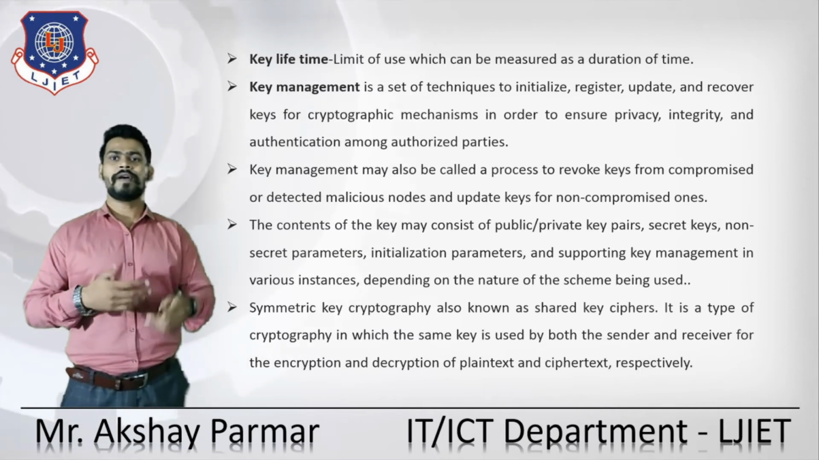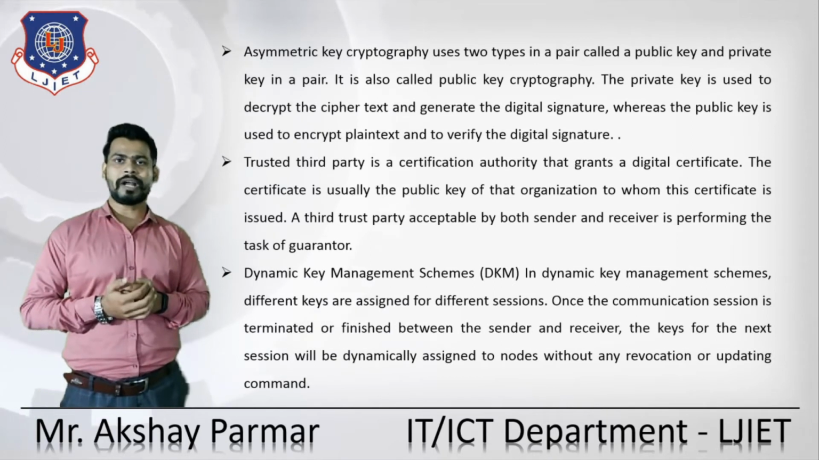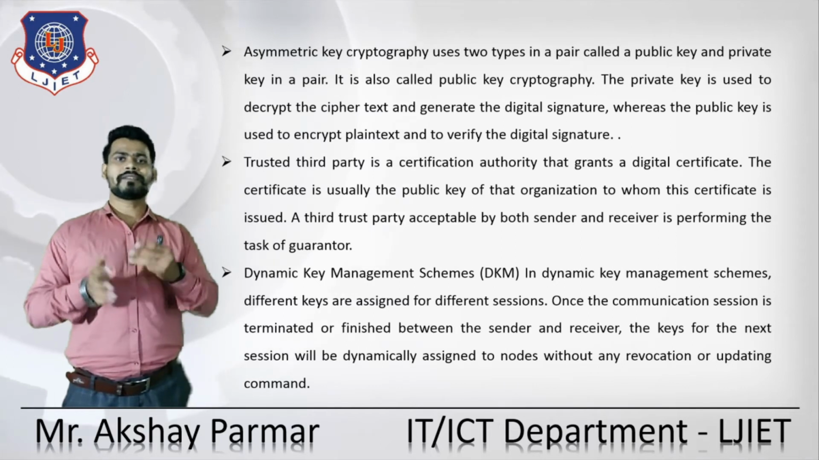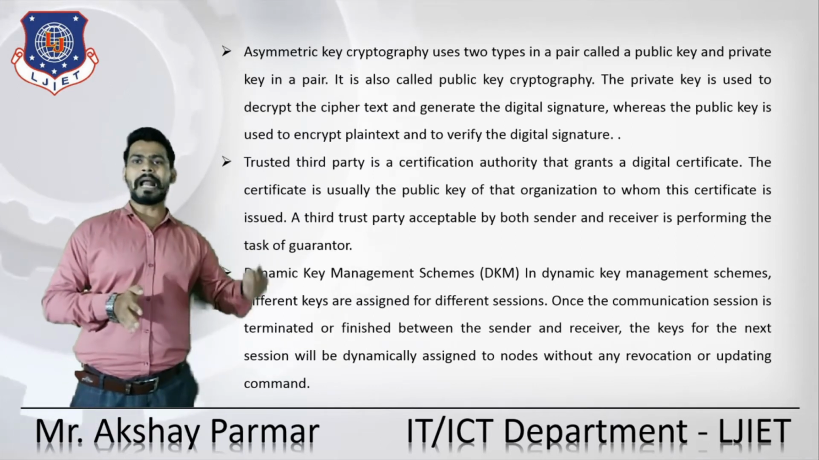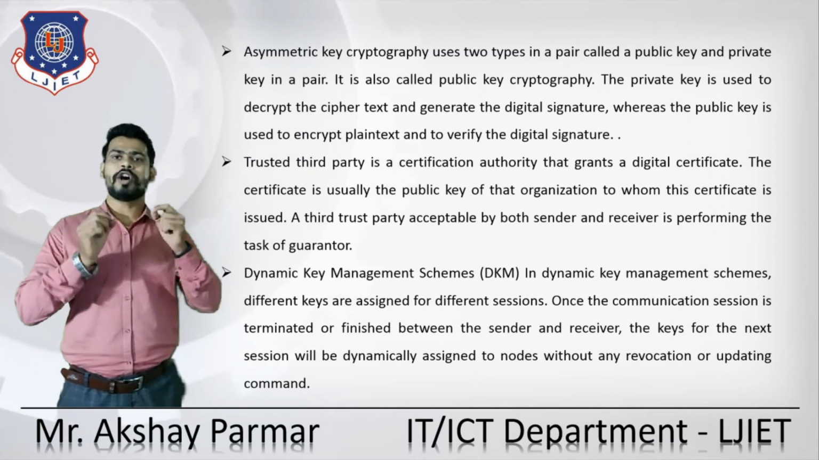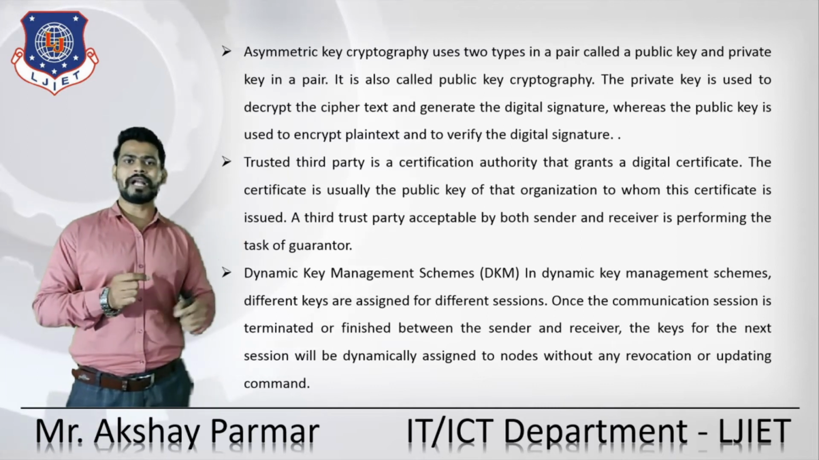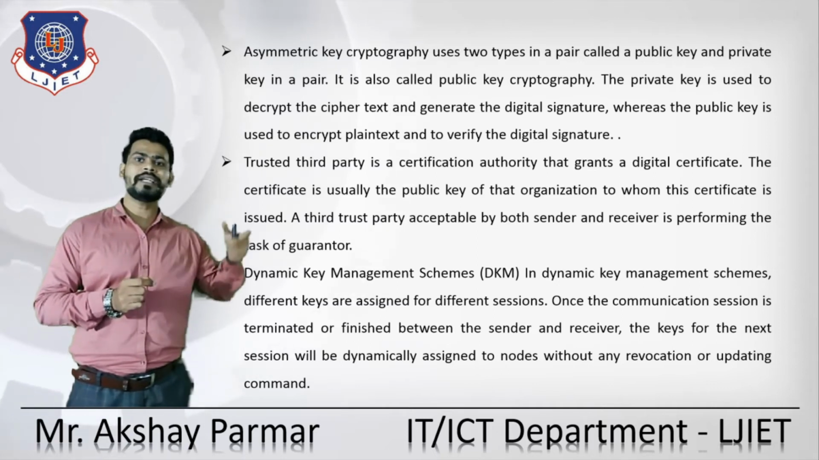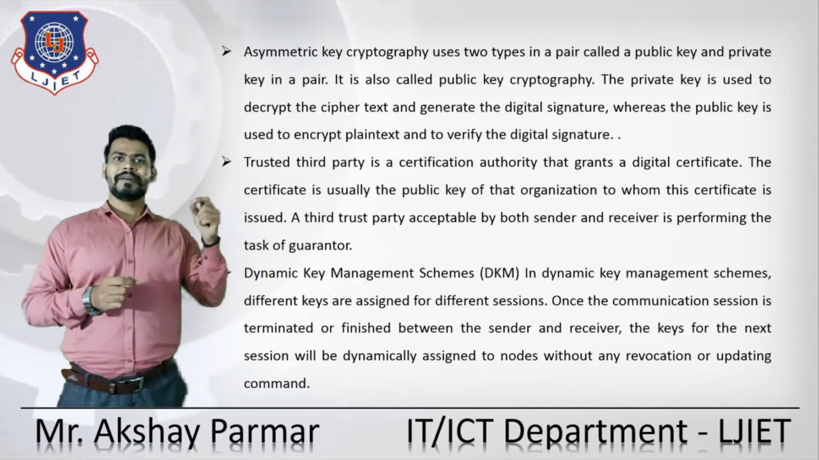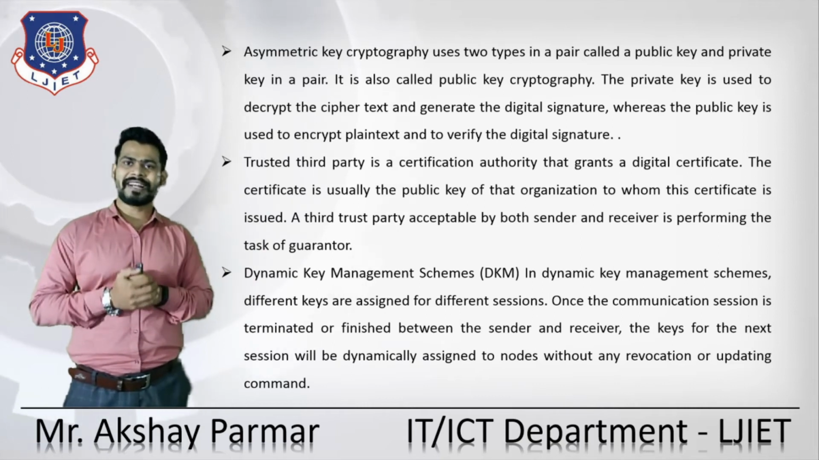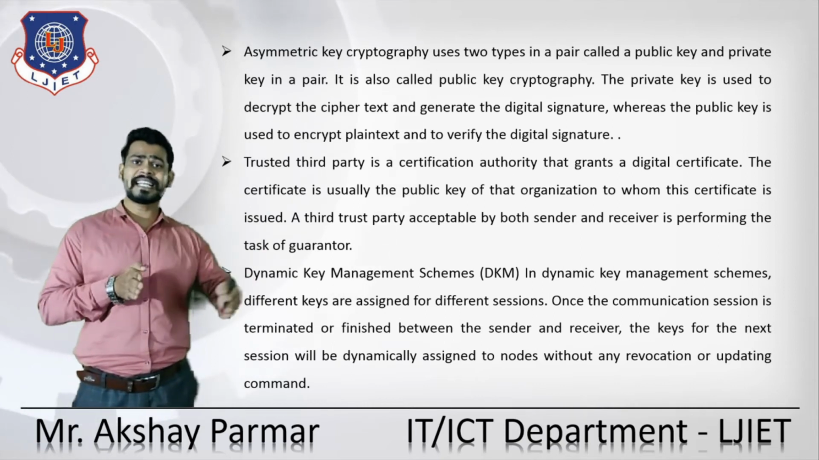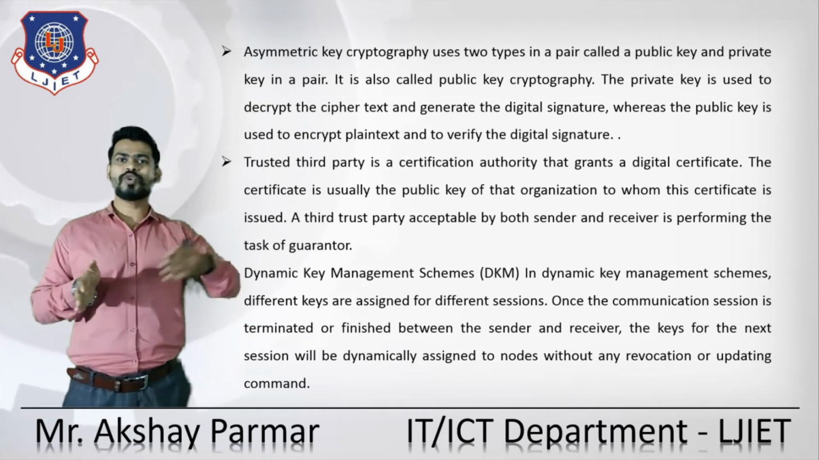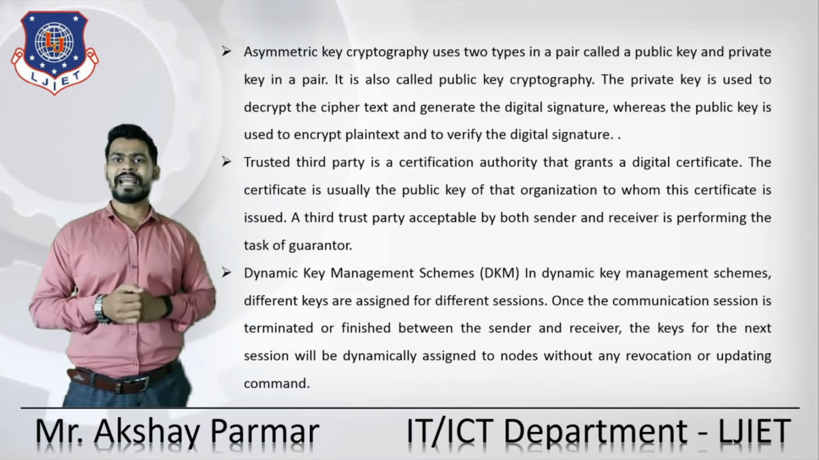plain text, right? Whereas asymmetric cryptography uses two types of keys, called a public key as well as a private key in a pair, right? It is also called public key cryptography. The private key is used to decrypt the ciphertext and generate the digital signature, whereas the public key is used to encrypt the plain text and to verify that digital signature, right?